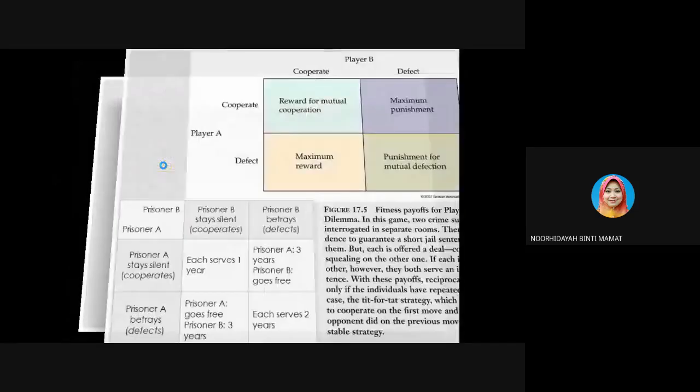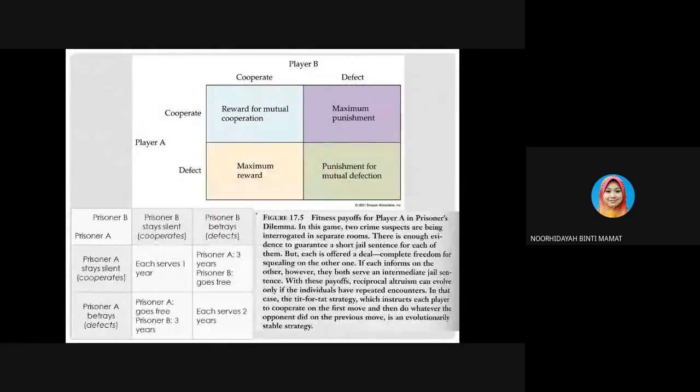So why should an individual carry out a behavior that benefits other individuals? Okay, especially if the cooperation is cheated. We call this the prisoner's dilemma. So this is the prisoner's dilemma. Okay, this figure shows the fitness payoff for player A in the prisoner's dilemma. So this is an example of the situation.